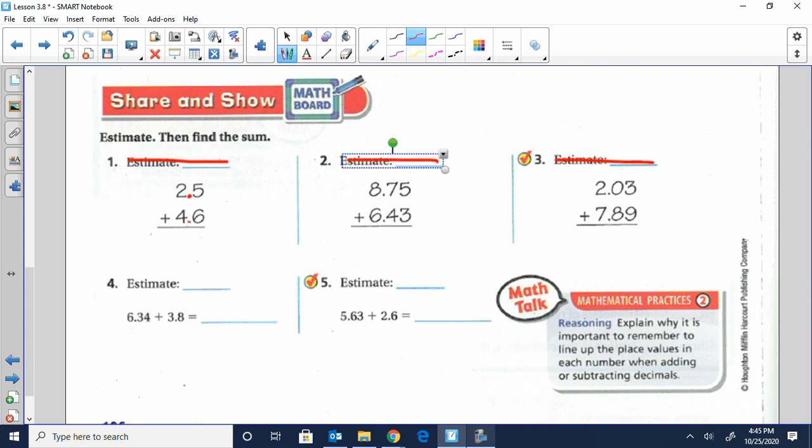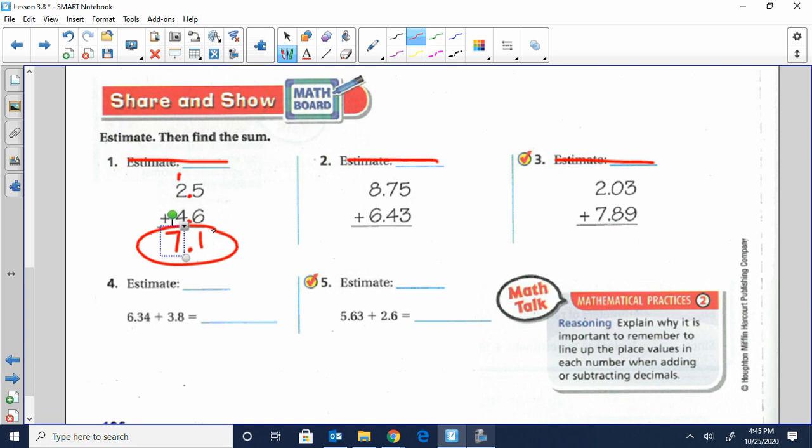Number 1, 2 and 5 tenths plus 4 and 6 tenths. The decimal points line up, and we're going to go ahead and add the tenths place. 5 plus 6 is 11. Carry my 1. We're going to bring the decimal point straight down. And now we're going to add 2 plus 4 is 6 plus 1 is 7. The answer is 7 and 1/10.